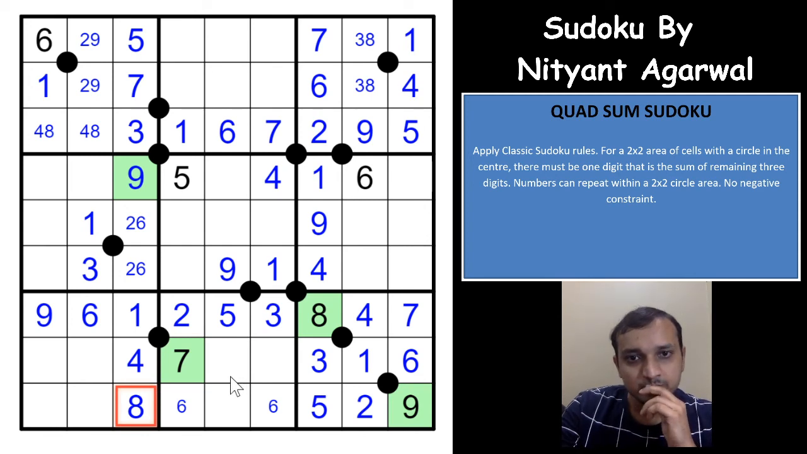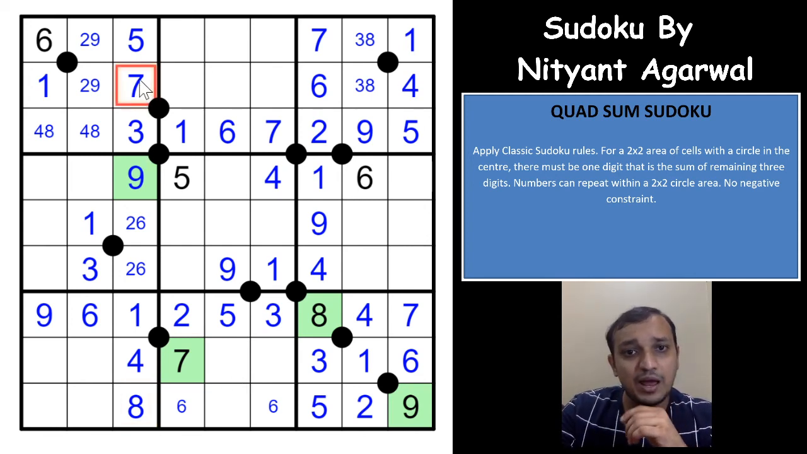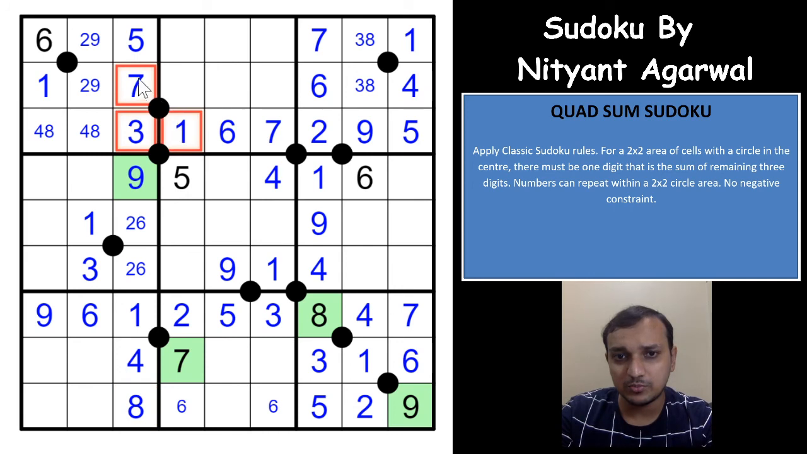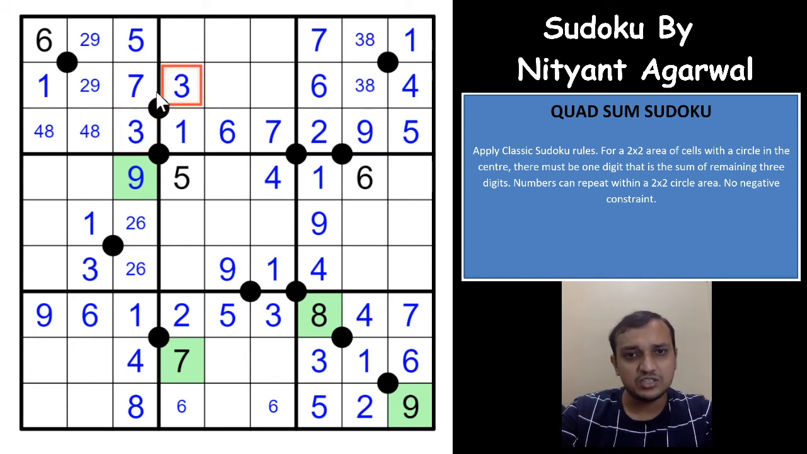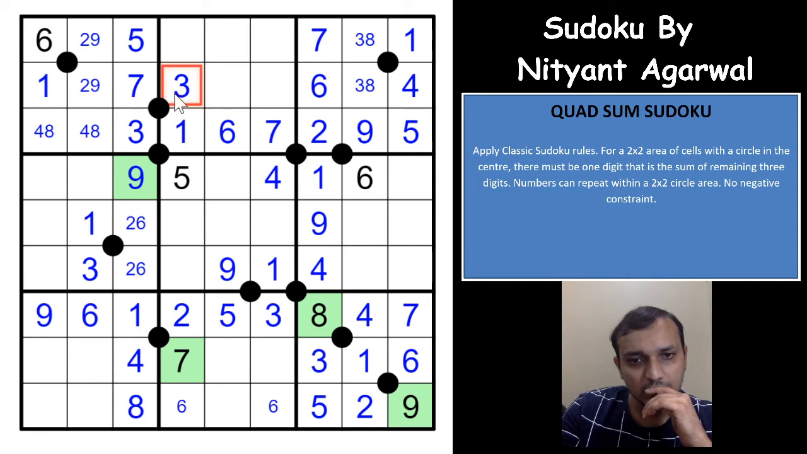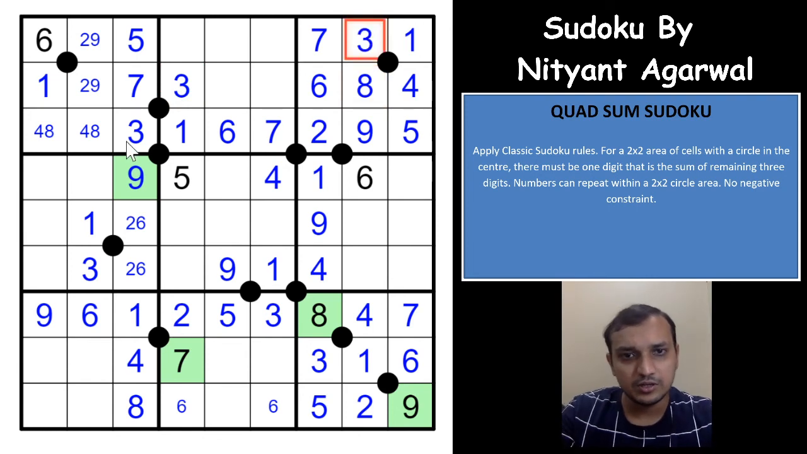Okay. And this 7 will have to be the sum cell. It cannot be part of the sum because that sums to 11. So this would have to be 3. You have a circle having repeated digits within a circle, right? Okay. That gives you an 8 here, that gives you a 3 here.